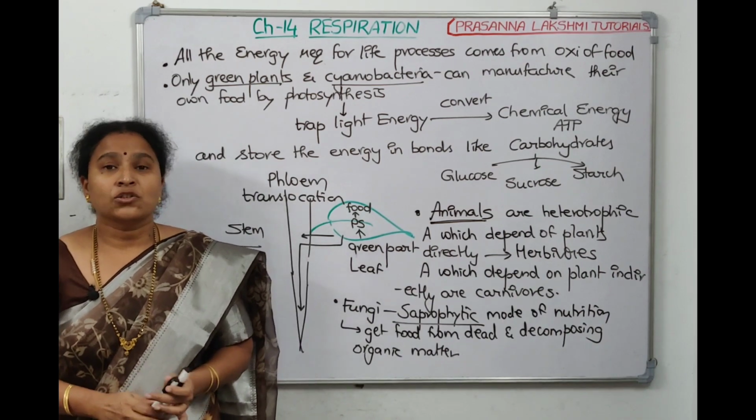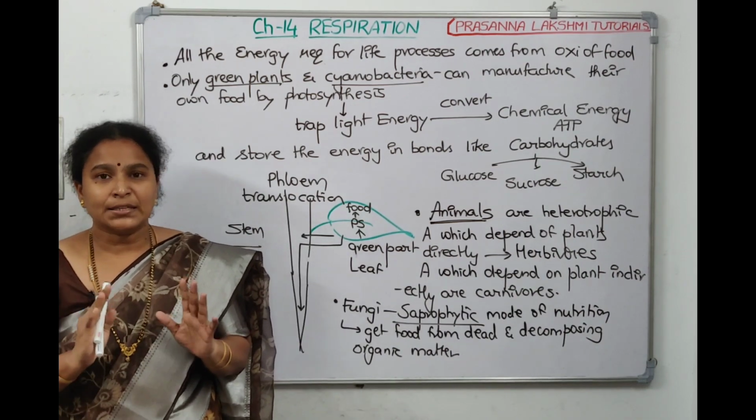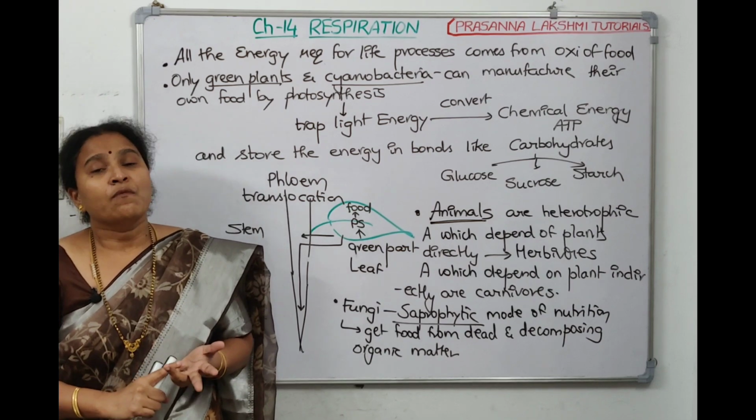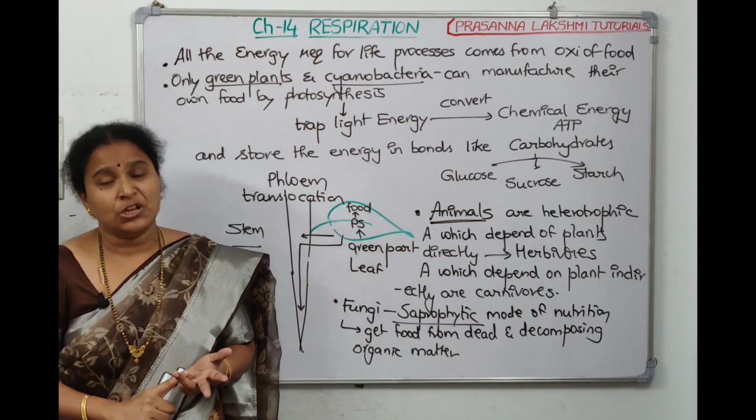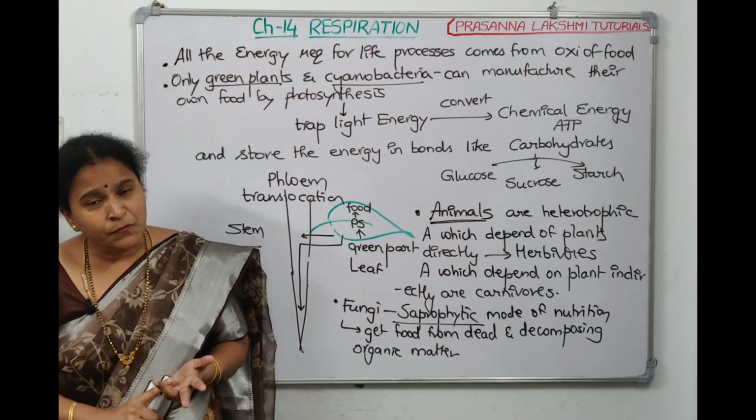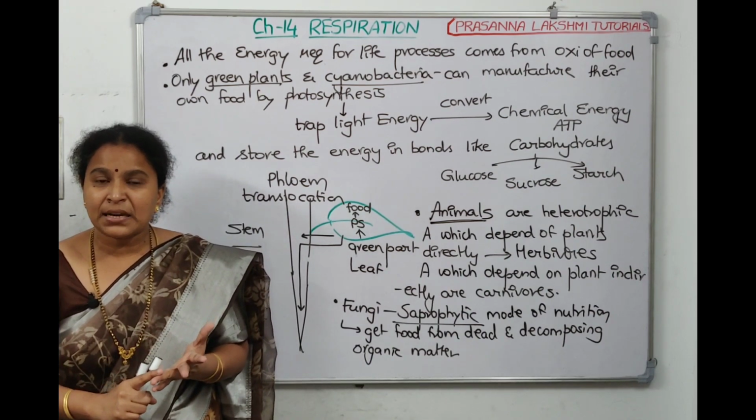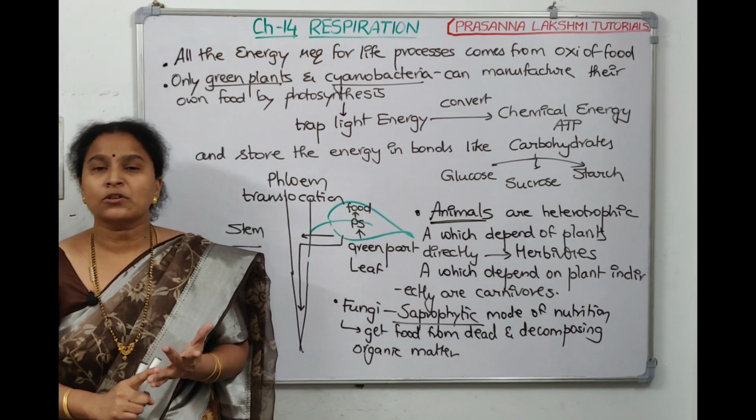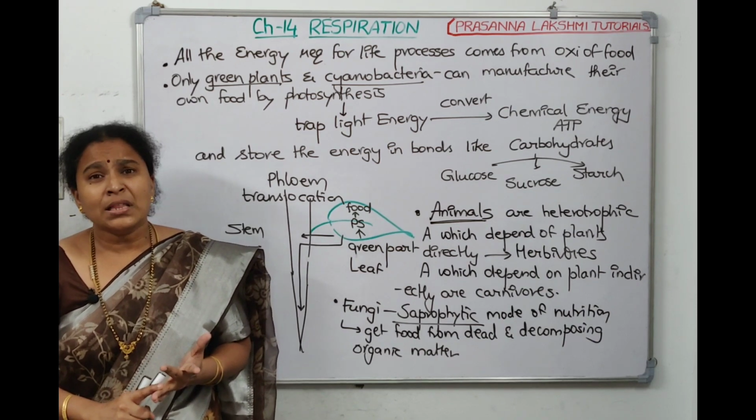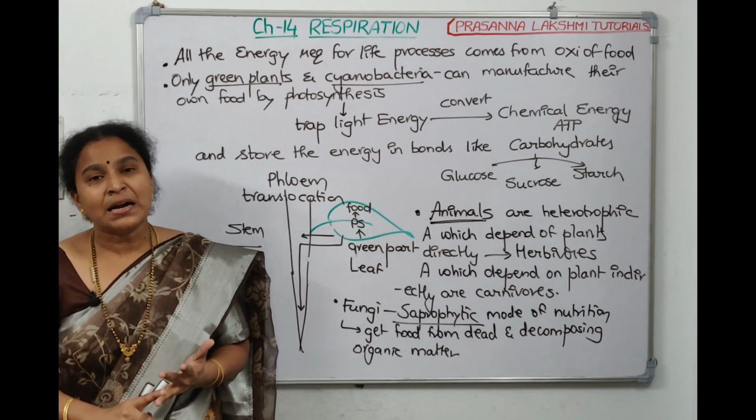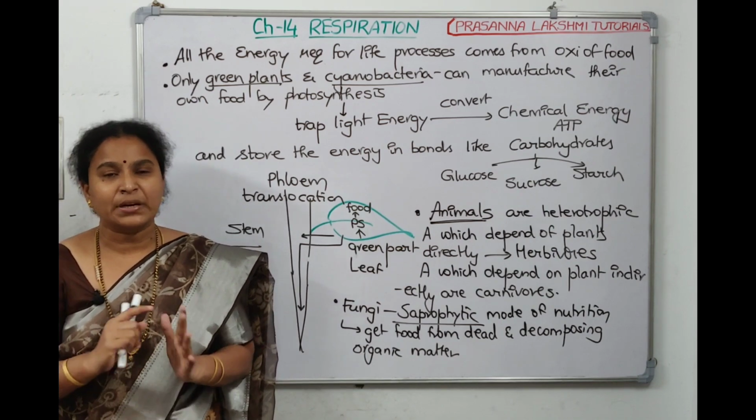Understood till here? So we are telling that energy is required for the life to be maintained. And how do you get energy? When you break the food, we get energy. Breaking the food in presence of oxygen is called oxidation of food. Green plants and cyanobacteria can prepare their food by a process called photosynthesis. Only the green parts of the plant will prepare the food. Non-green parts depend on the green parts to take their food.